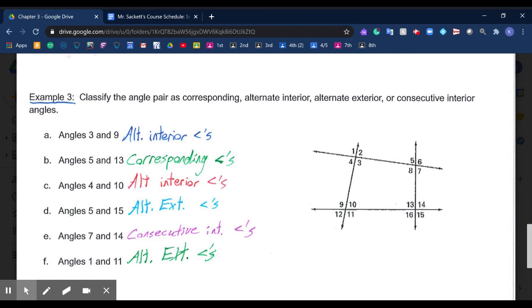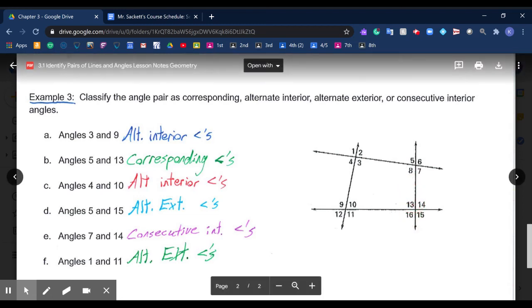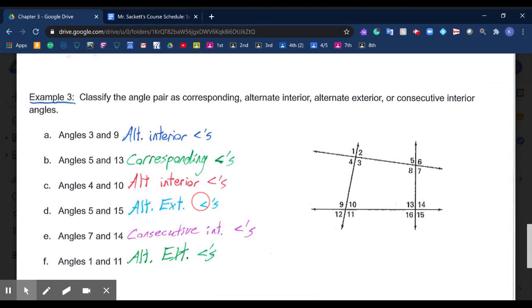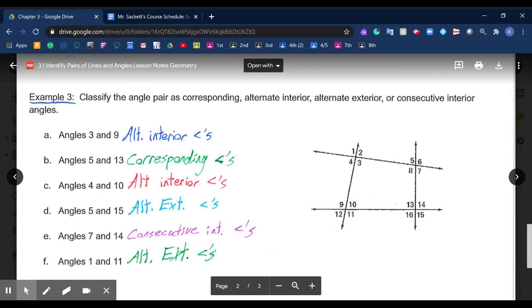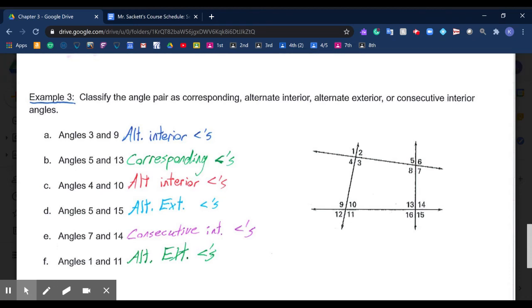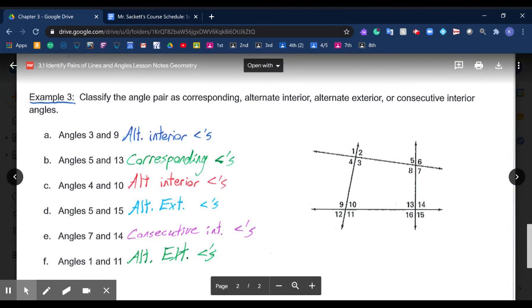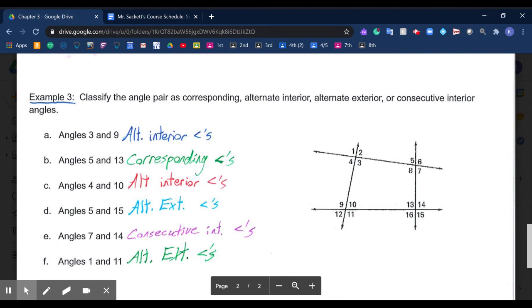Then we get to D, 5 and 15. 5 is here, 15 down here, so dealing with this transversal. Both are on the exterior, opposite sides, so they're alternate exterior angles. 7 and 14, both over here, dealing with this transversal on the interior same side, so they're consecutive interior angles. And then in F, 1 and 11, along this transversal, they are on opposite sides of the exterior, so alternate exterior angles.